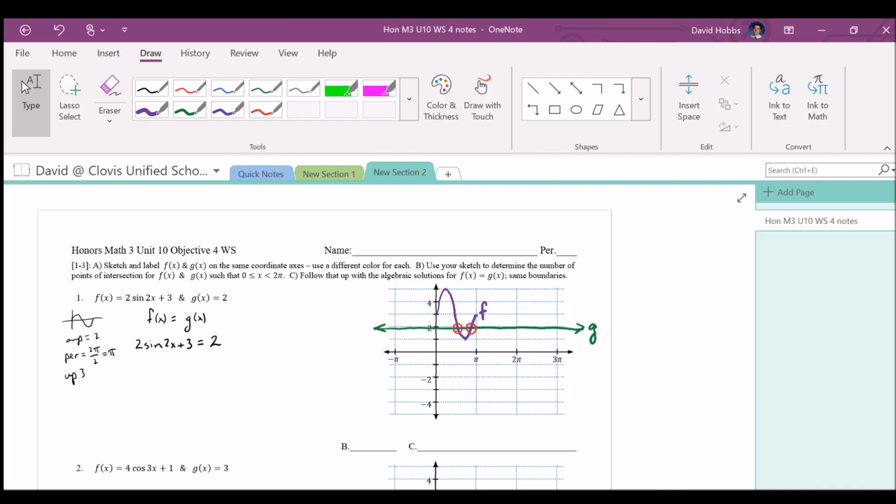Okay, this is notes for Unit 10, Objective 4, and we're actually doing a couple of the problems from the assignment with you. Looking at problem number 1, I've already done the sketch, but just a reminder, g of x equals 2, so y equals 2, horizontal line, elevation 2, and then we have the sine graph.